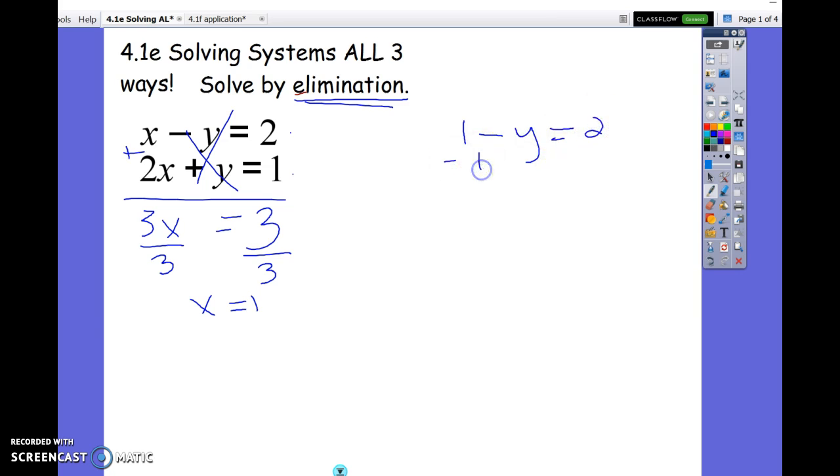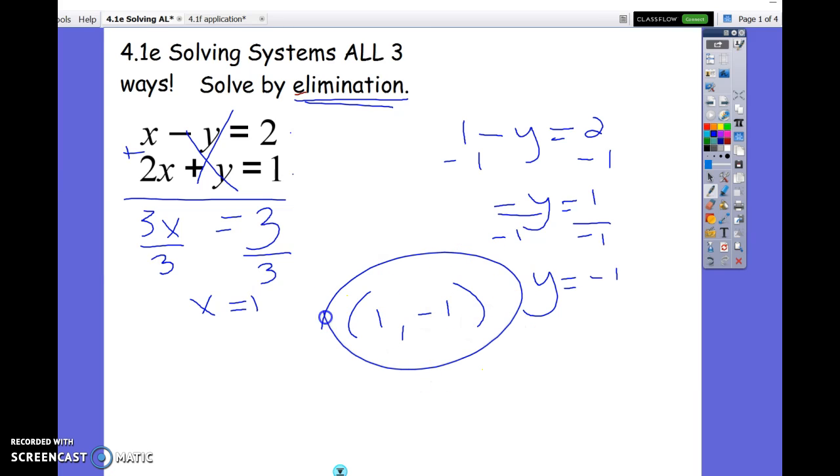Well, let's subtract 1 on both sides. That tells us that negative y equals 1. We have to get that negative out of there. So y equals negative 1. Remember, you always want to write your answer as an ordered pair. So we get 1, negative 1 is our solution.